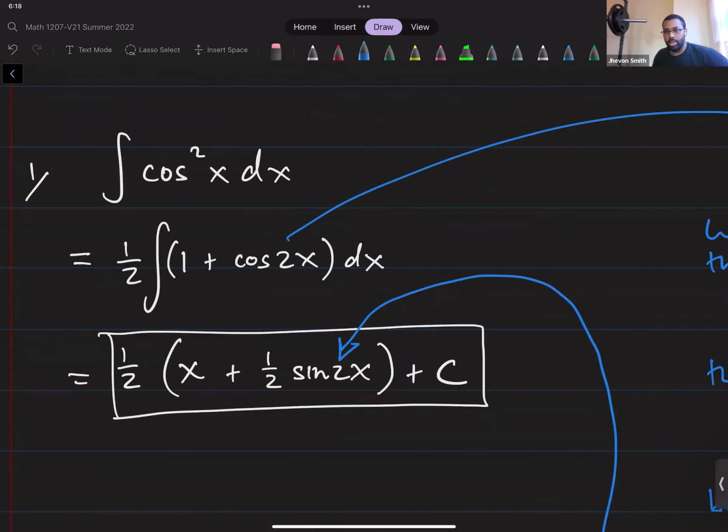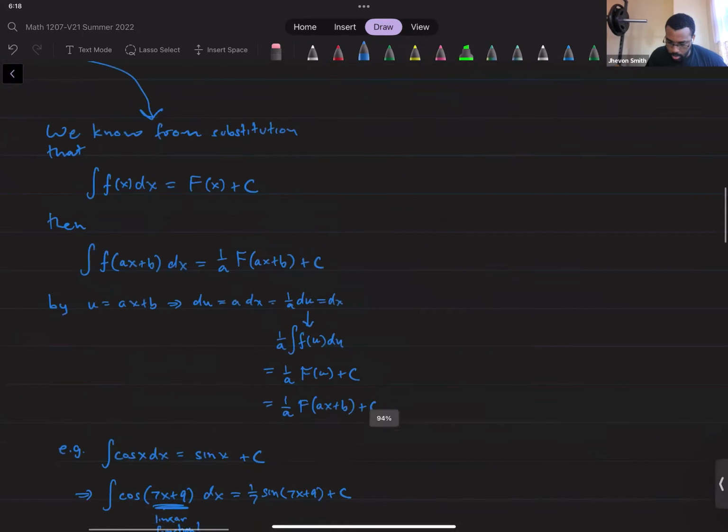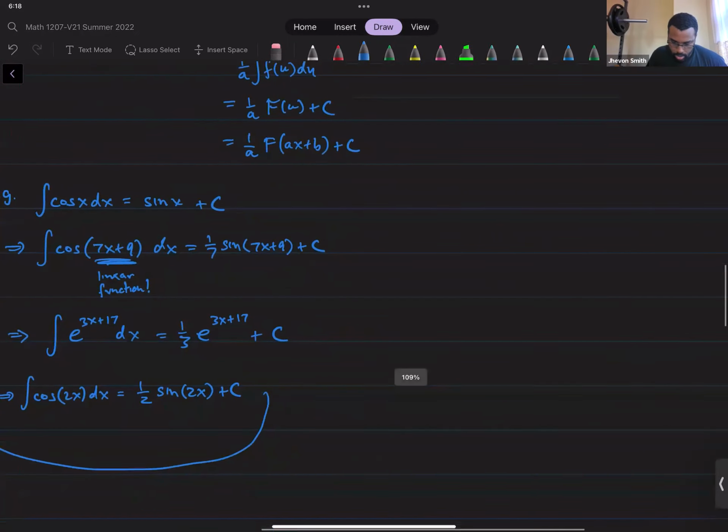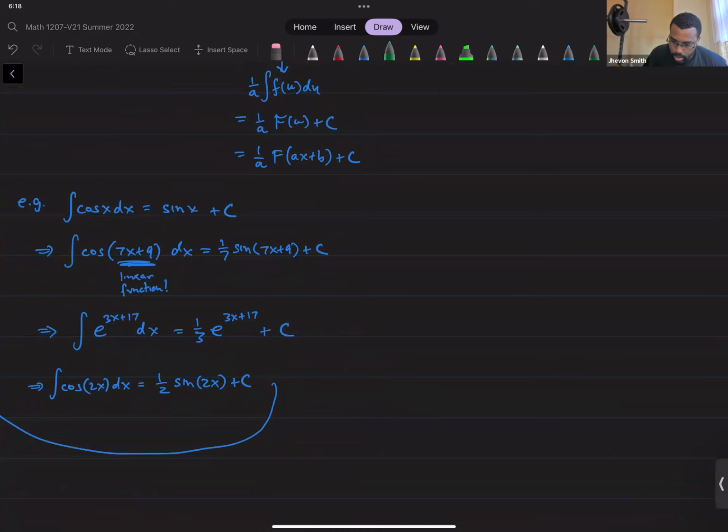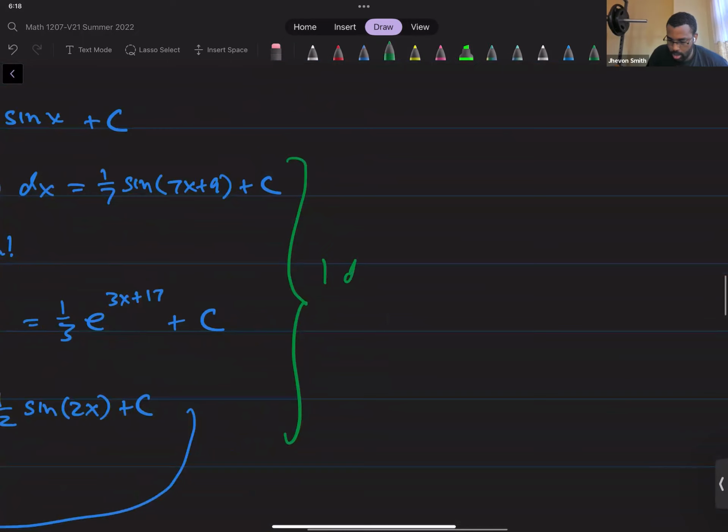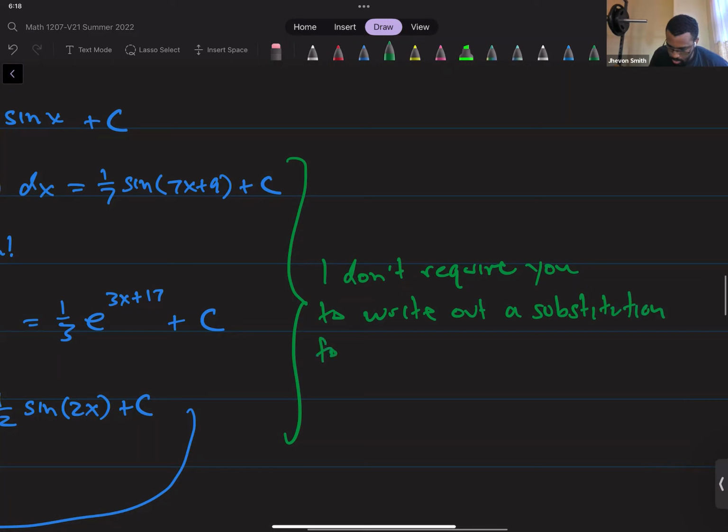So that's just a quick pro tip in terms of sort of what I would expect. I should probably mention that here. I don't require you to write out the substitution for problems like this.